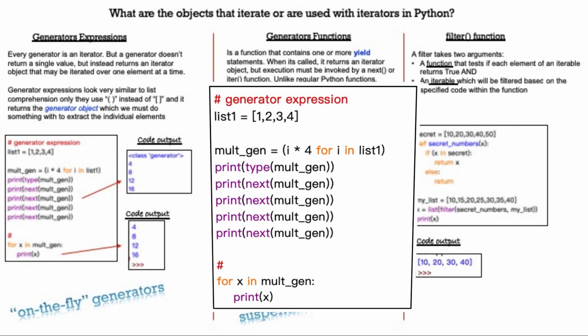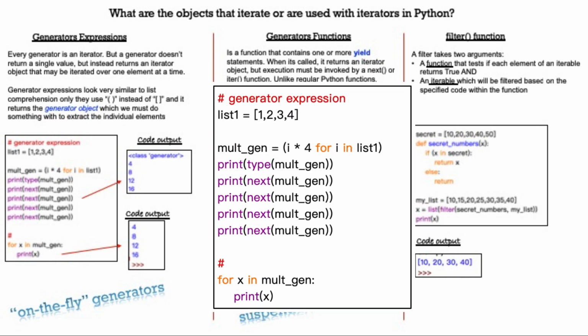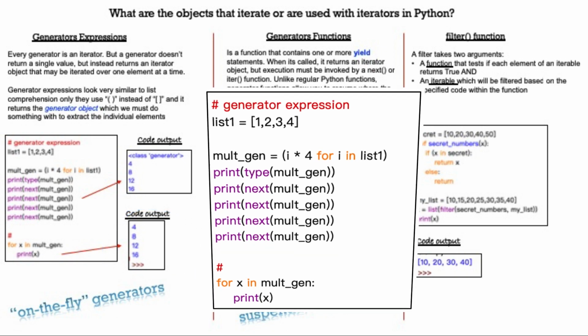Here we see list1 equals 1, 2, 3, and 4, and the same expression that we had in list comprehension for our variable mult_gen: i times 4 for i in list1. The first thing we do is print out the type of this object mult_gen, and we see it's of class generator. And then to extract each, we of course could use next, but that's not very handy. So we go down to our second version and we say for x in mult_gen, our generator expression, print x, and then automatically it prints that out. So we can think of generator expressions as on-the-fly generators.